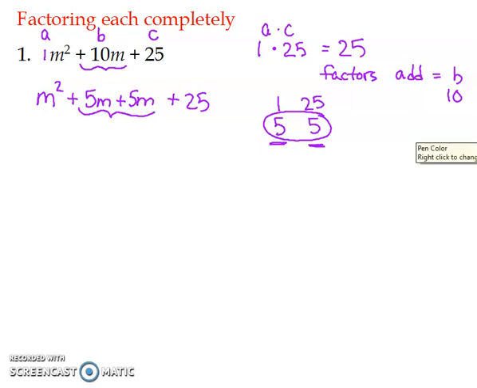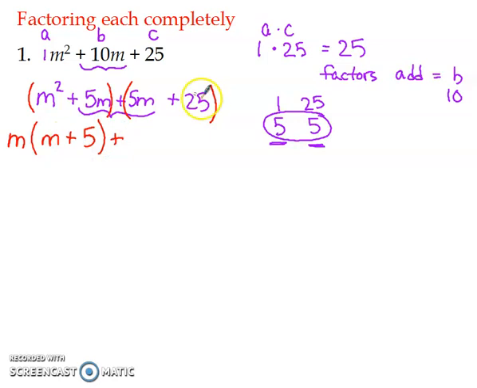So we're going to group the first two terms, and we're going to group the last two terms. Notice the sign in the middle stays between the parentheses, and that's a plus sign, so we don't have to do any correction inside this second set of parentheses. Now that we've grouped, from the first group of two, we factor out the greatest common factor. I see m in both terms. So factor out an m, leaving an m here, and leaving a 5.